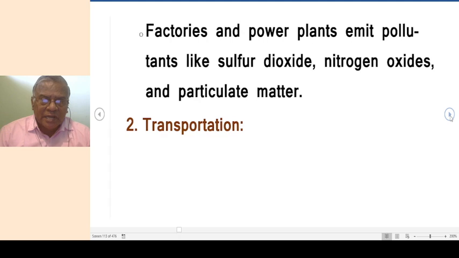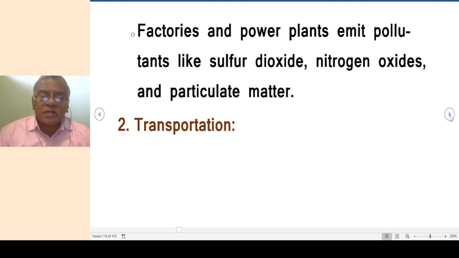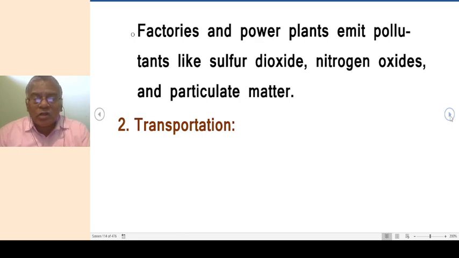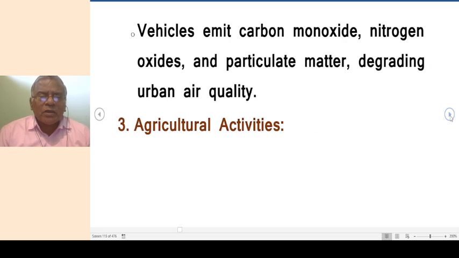First of all, industrial activities. Factories and power plants emit pollutants like sulfur dioxide, nitrogen oxides, and particulate matter. That is, the very minute particle, the dusty particle, but very minute, that is called particulate matter. Then transportation. Vehicles emit carbon monoxide, nitrogen oxide and particulate matter, degrading urban air quality.